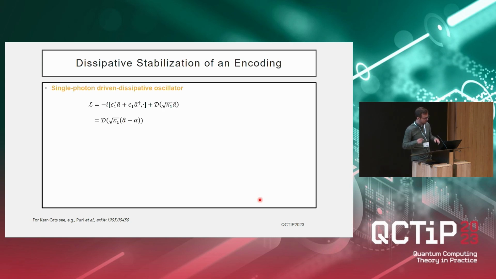We can imagine the most simple system is just a harmonic oscillator. We're now in the rotating frame, so there's no quadratic Hamiltonian anymore. And we have a single linear drive, so we add a single photon to the system. We're also assuming single photon losses, which is very natural. There are photons leaking out of the system. We can rewrite this Lindbladian as a single dissipator, which looks of the following form.